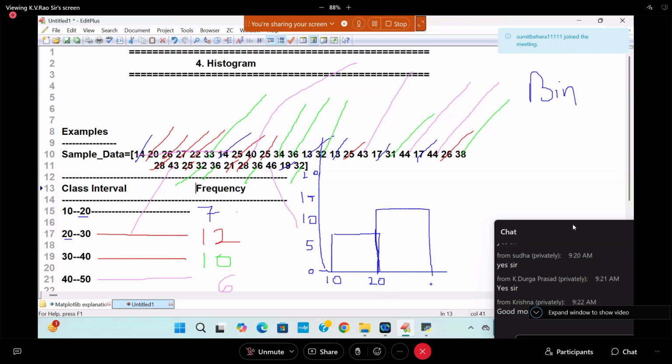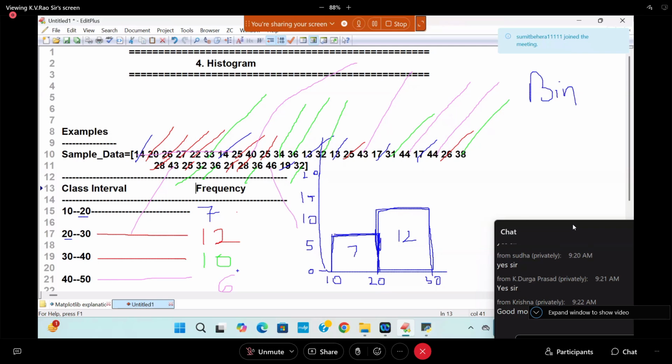How much is it? 30. There is no gap here. This is called continuous. It will be shown so. Corresponding to this interval, this bin will be coming. This bin will contain how many elements? This 7 is there. This one contains how many values? 12. This 7 and 12 are called frequency.